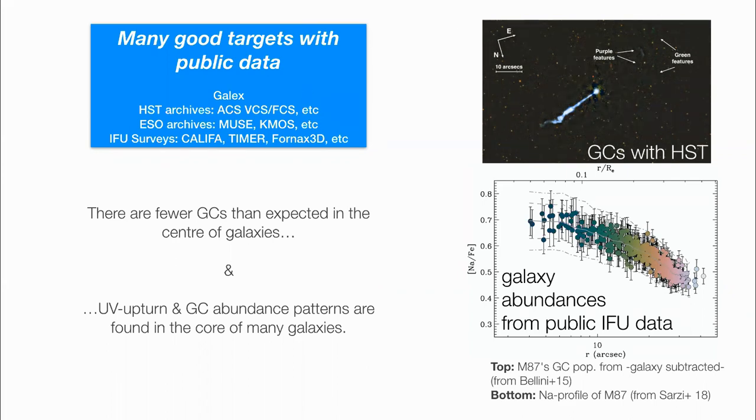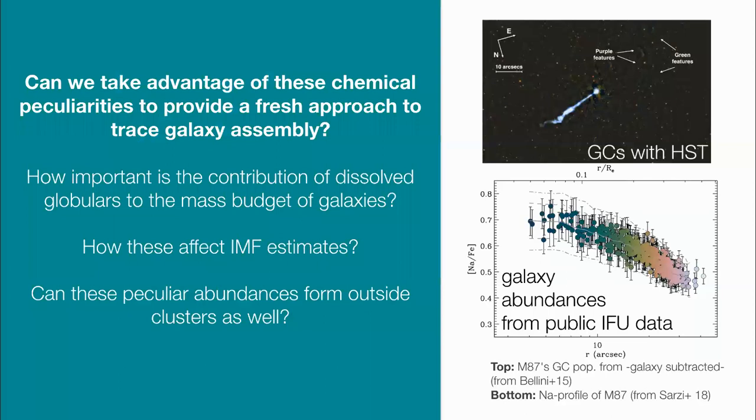There is a bunch of data already public to do this. This is data from GALEX that gave us the information about the UV upturn and the helium-rich population. With HST, we can trace the radial profile of the globular cluster population and see how many we are missing in the center compared with the outskirts. And we have the spectra of the field stars, the integrated spectra from IFU surveys like CALIFA, TIMER, and Fornax3D. So with all this, the idea is to see if we can take advantage of these chemical peculiarities to provide a fresh approach to trace the galaxy assembly.